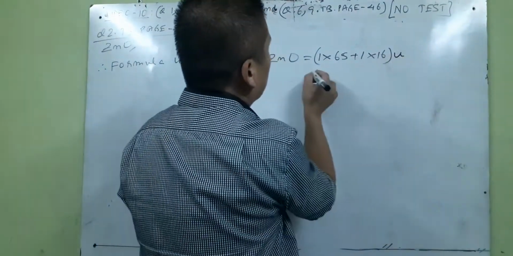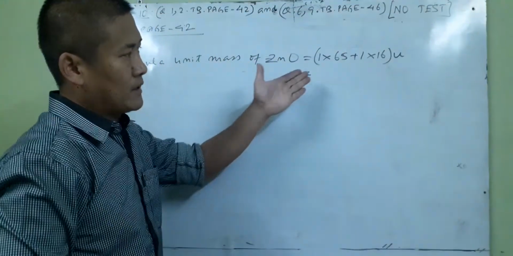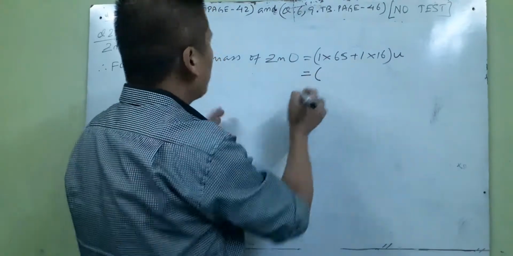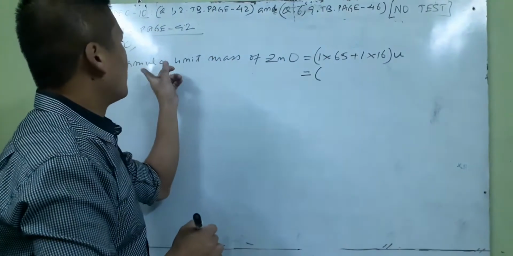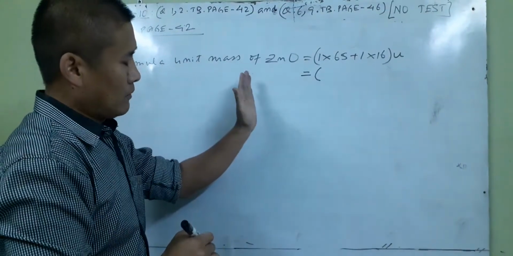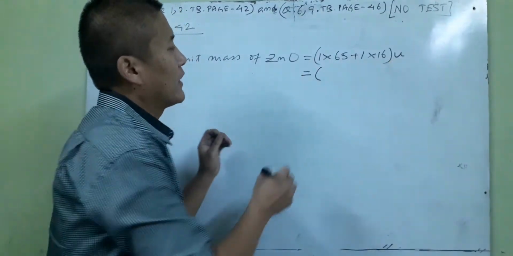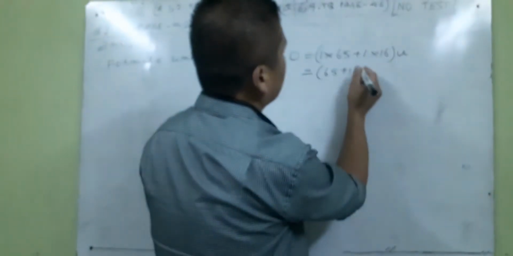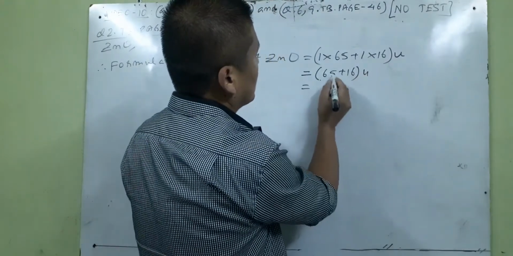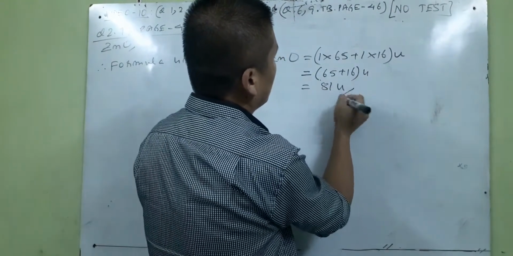And the unit is U for formula unit mass or molecular mass. Only when they say gram atomic mass or gram molecular mass, we need to write g. Otherwise, for formula unit mass or molecular mass, we should put U, the unified mass unit. 1 into 65 is 65 plus 16 U, so that is equal to 81 U.